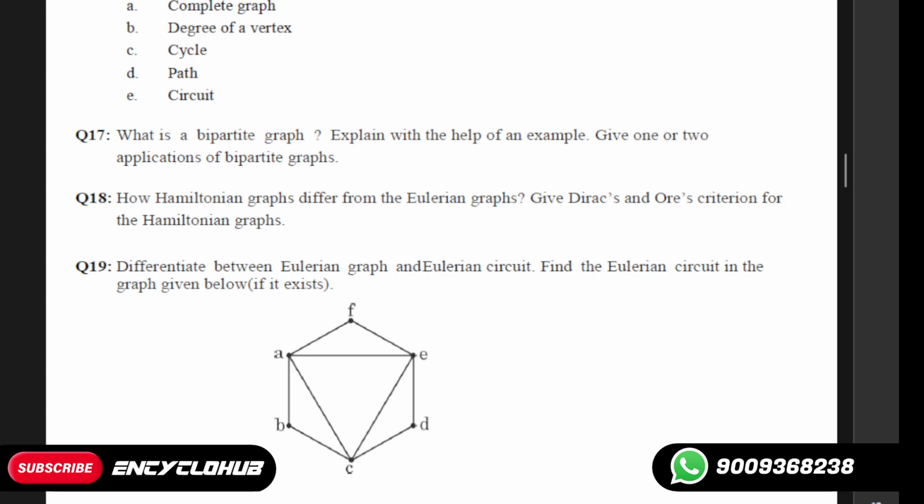Now question number 18 is: how do Hamiltonian graphs differ from Eulerian graphs, and give Dirac's and Ore's criterion for Hamiltonian graphs. So in this one you have to differentiate Eulerian graphs from Hamiltonian graphs, and give the Dirac and Ore criterion for the Hamiltonian graph.